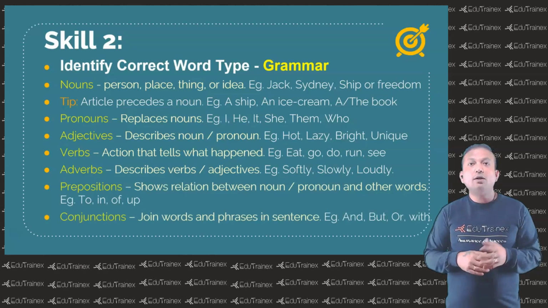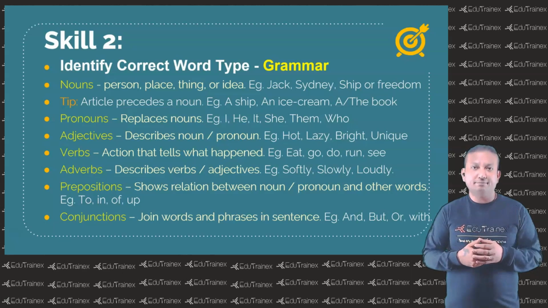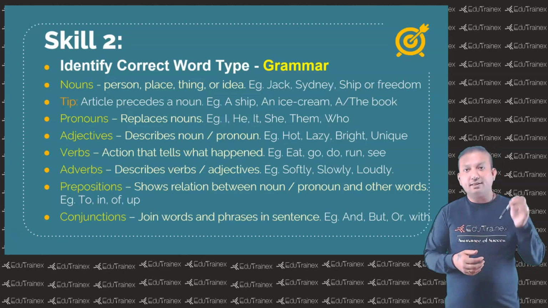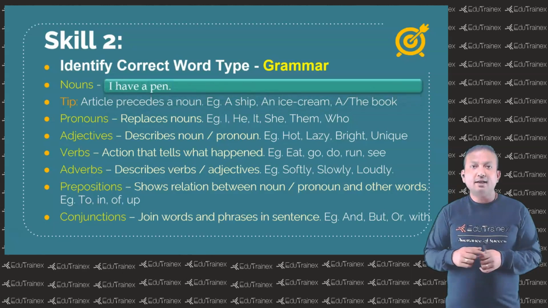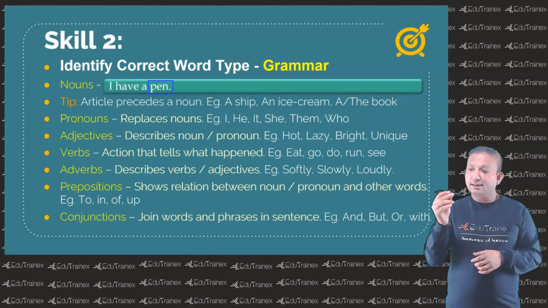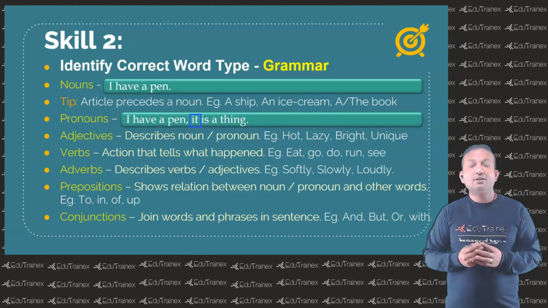As we all know, a noun is a person, place, or a thing, and it can also be an idea like freedom or inspiration. Basically, the words ending with "tion" normally. So, take this pen for example. What is this? It's a thing. So, a noun. Now, if I say, I have a pen, it is a thing. So, what is it here? A pronoun. Very good. Something that replaces a noun.